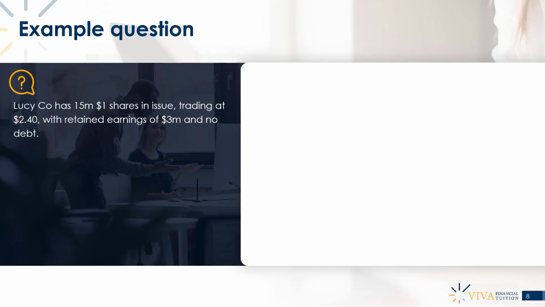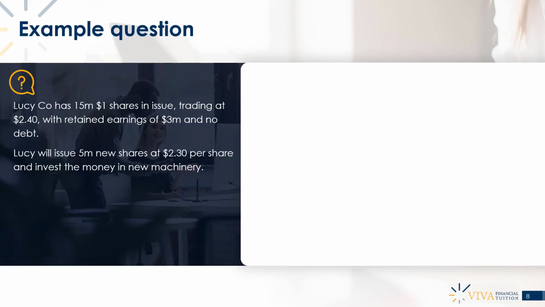So we're told that Lucy Co. has 15 million $1 shares in issue, trading at $2.40. So that's their market price. She's got retained earnings of $3 million. She's been doing all right in the past. And she's got no debt whatsoever, so gearing 0. Lucy's going to issue 5 million new shares at $2.30 per share and will spend that money on new machinery.